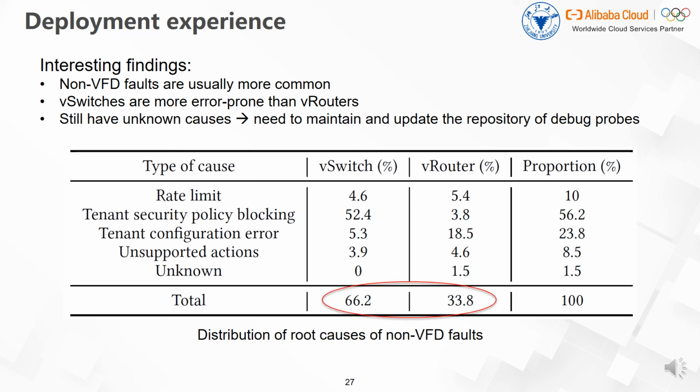Interestingly, it can be seen that V-switches are more error-prone than V-routers. And we also found that the causes like tenant security policy blocking and tenant configuration error are the major reasons for packet losses. Also, there are still unknown causes, which indicates the necessity of maintaining and updating the repository of debug probes.